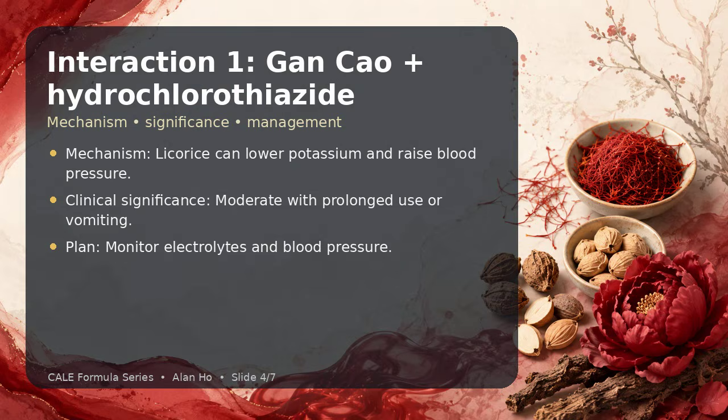Interaction 1 is Gan Kao plus hydrochlorothiazide. The mechanism is licorice can lower potassium and raise blood pressure. The clinical significance is moderate with prolonged use or vomiting. My management plan is monitor electrolytes and blood pressure.